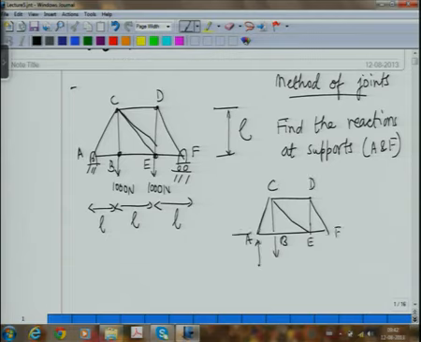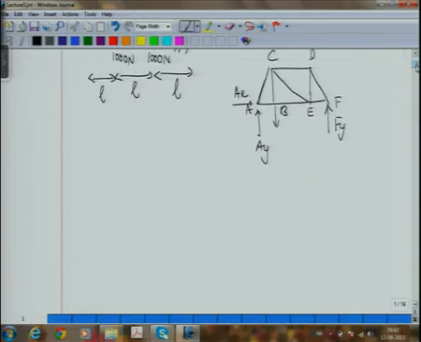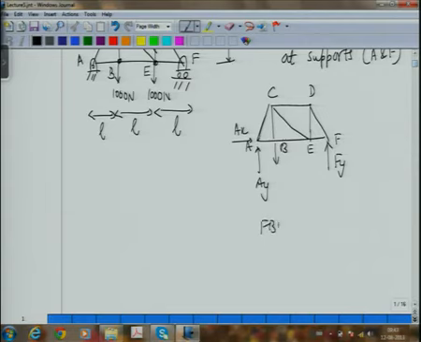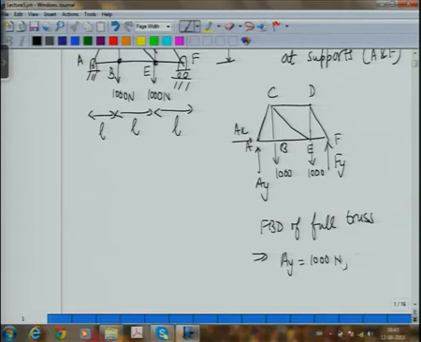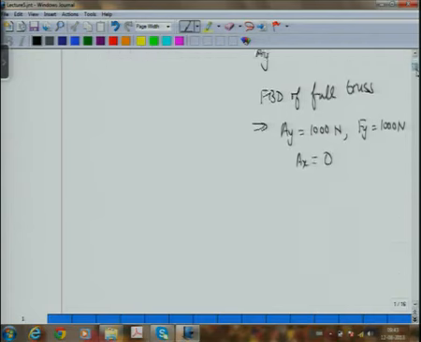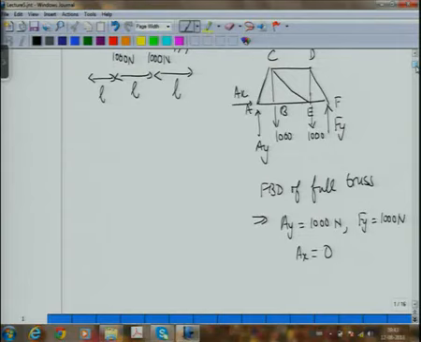So, here we have AX, AY, FY. So, this is what we have drawn, the FBD of the full truss. And from here what we get is AY is 1000 newtons, FY is 1000 newtons, AX is 0. Okay.